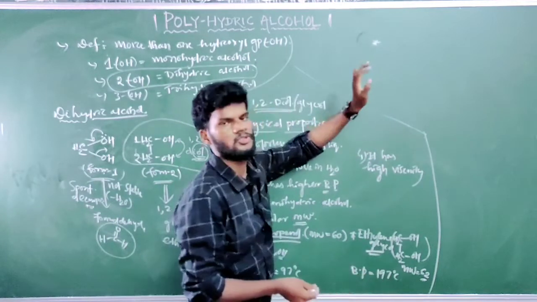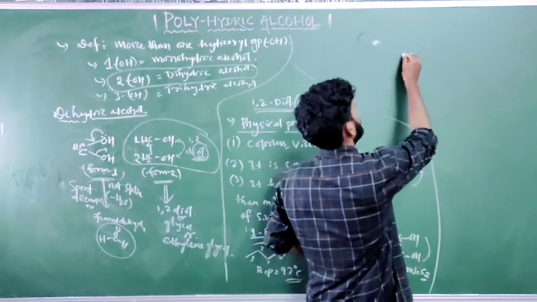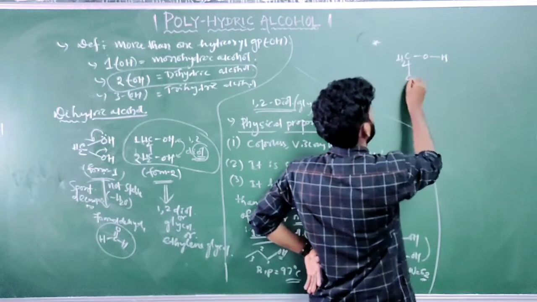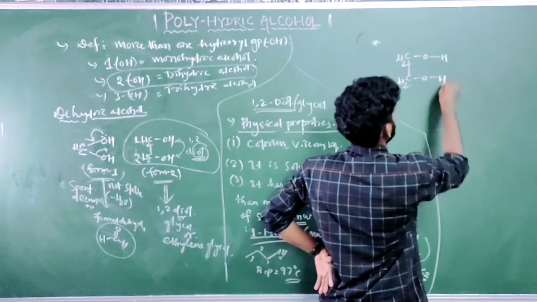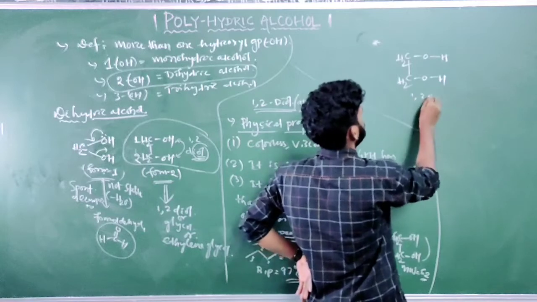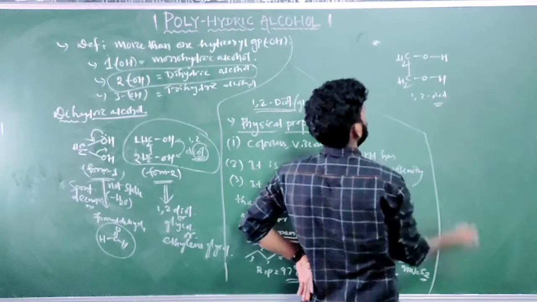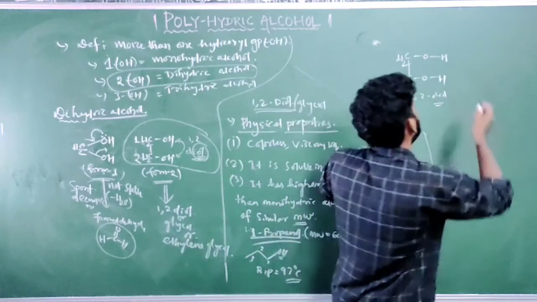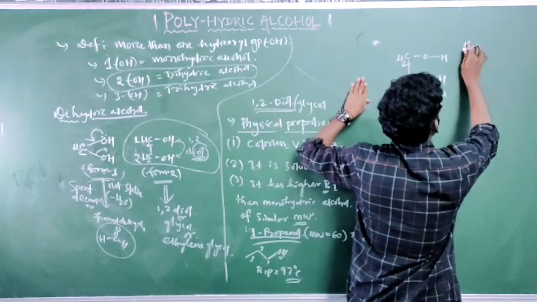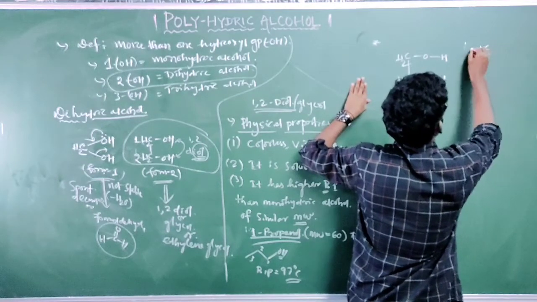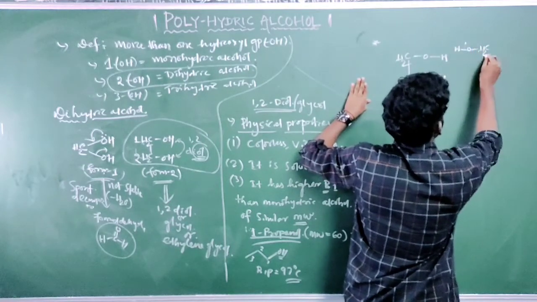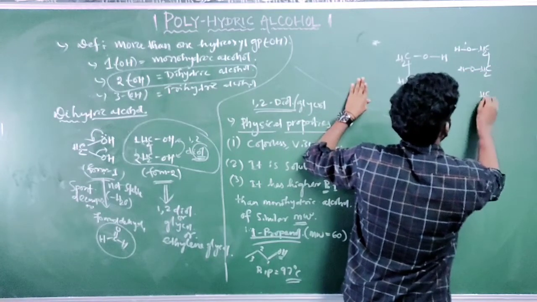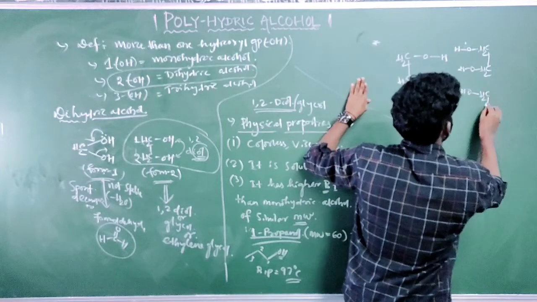If you look at the structure of ethylene glycol or 1,2-diol, here you see CH2OH, CH2OH. This is ethylene glycol or 1,2-diol. In the solution there are many ethylene glycol molecules. So let us draw another molecule here, CH2OH attached to CH2OH, and here is another molecule, CH2OH, CH2OH.